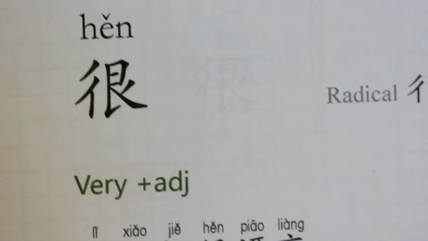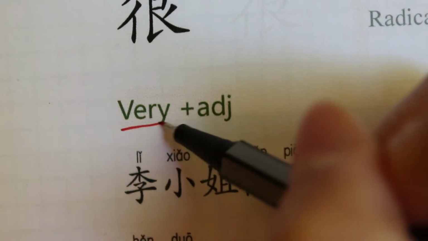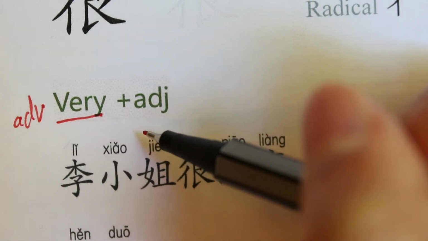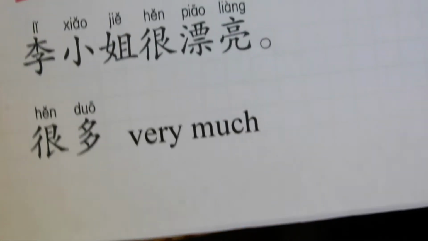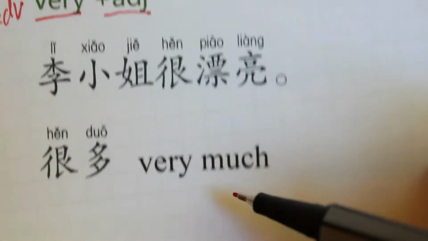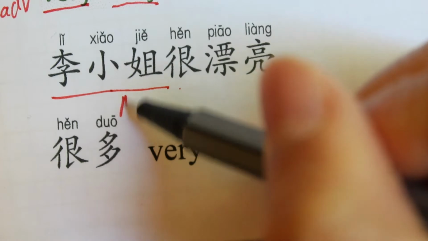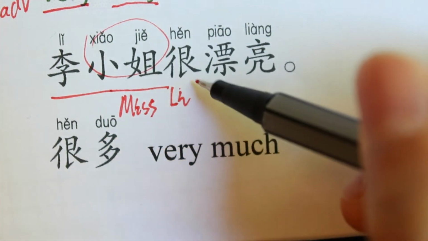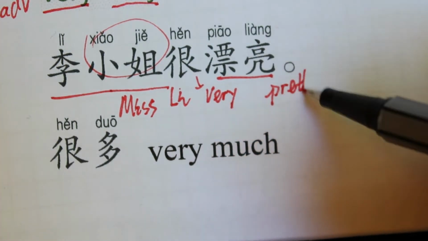高有10画。The next one is 很。It's very simple. It's an adverb, means very. Used as an adverb. And you usually add an adjective after it. So here is a sentence. 李小姐很漂亮。李小姐 means miss. 很 means very. 漂亮 means pretty.